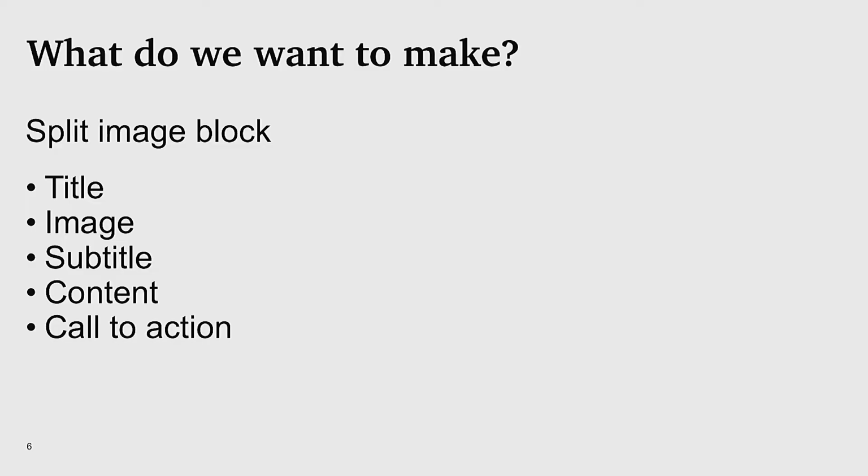What are we going to make? We're going to make three custom blocks. The first one that we're going to make I'm calling a split image block. It's going to have a title, an image, a subtitle, content, and a call to action. And it is going to look like this.